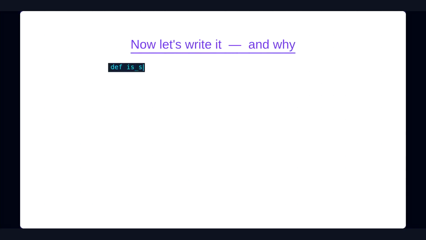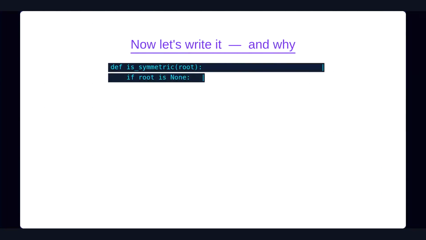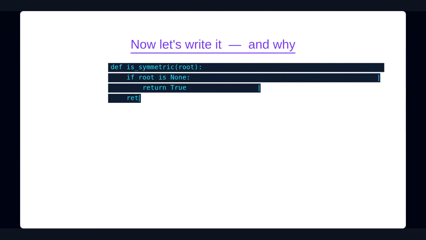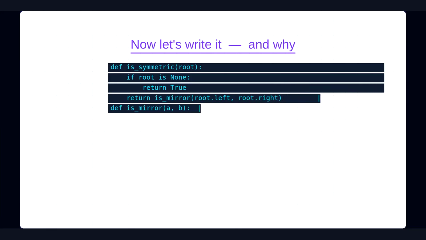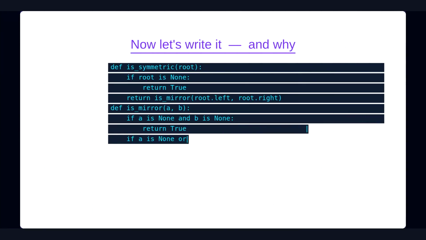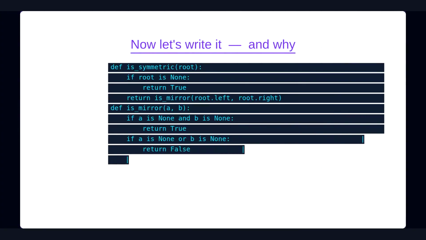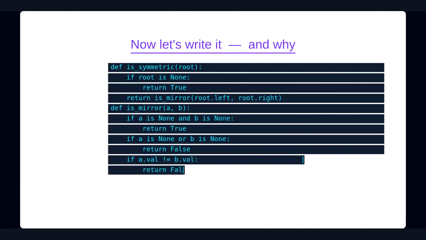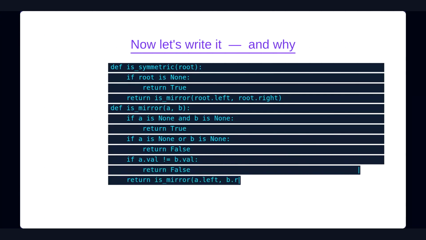Main function says an empty tree is symmetric, and otherwise checks whether the root's left and right children are mirrors. The helper compares 2 nodes. Both empty is a match. Only one empty is a mismatch. Differing values is a mismatch. And otherwise the outer pair, left's left with right's right, and the inner pair, left's right with right's left, must both mirror.